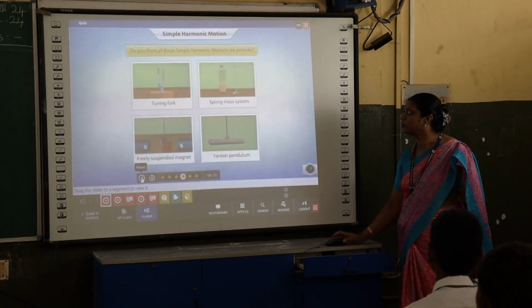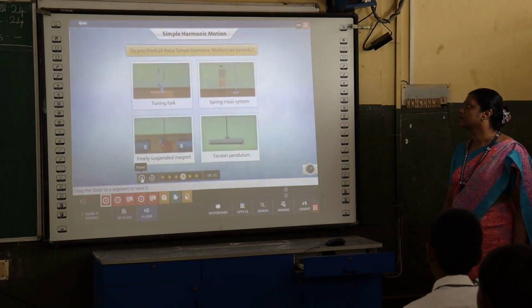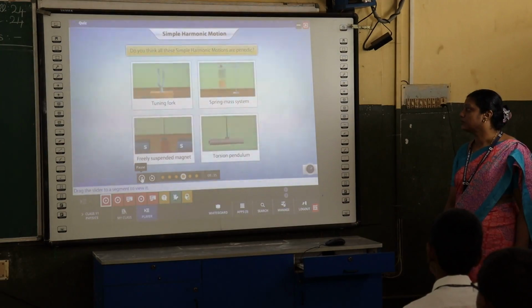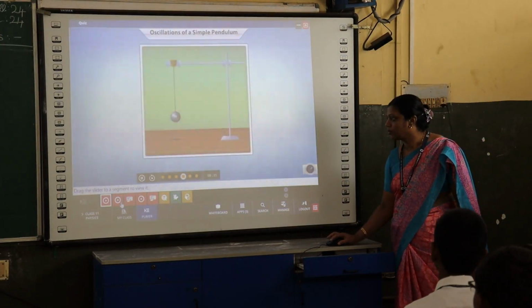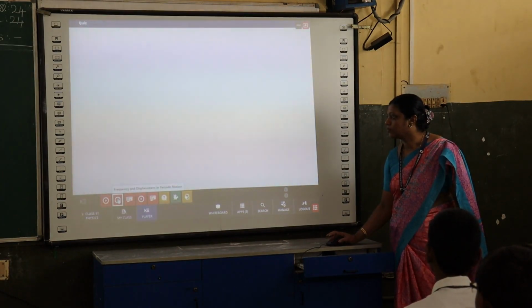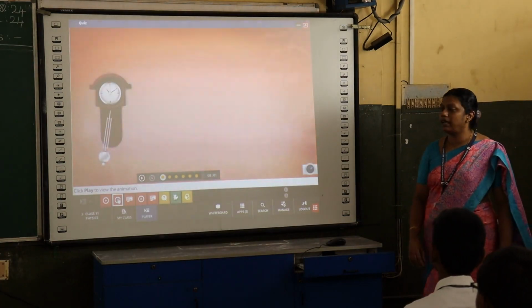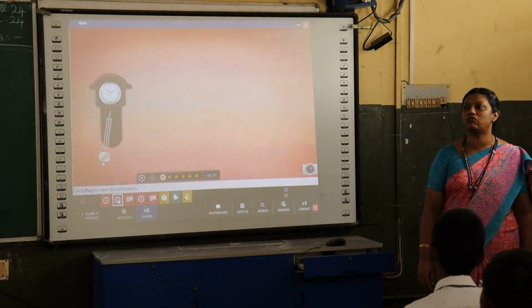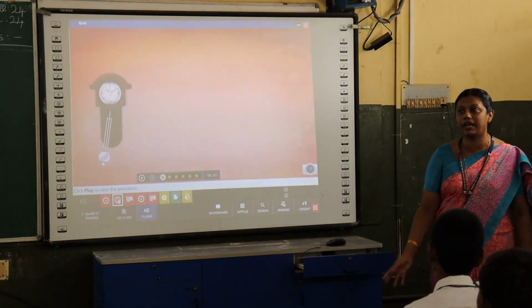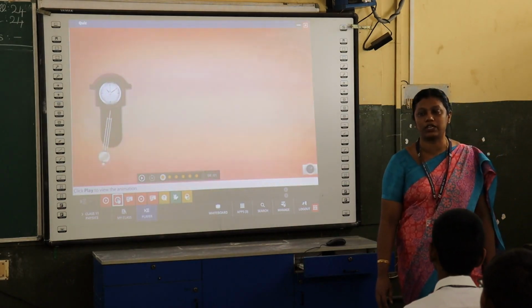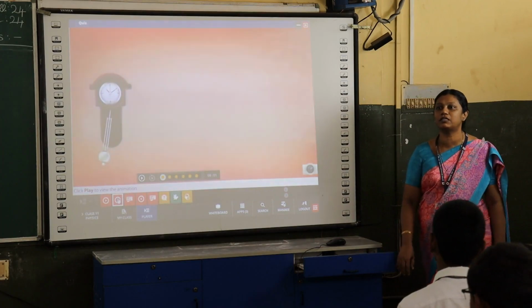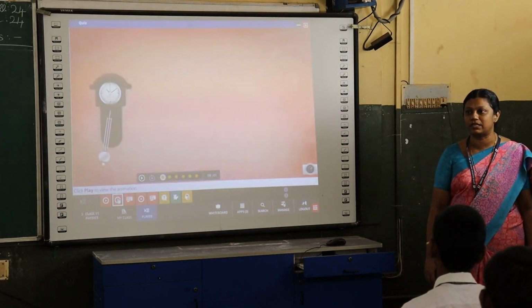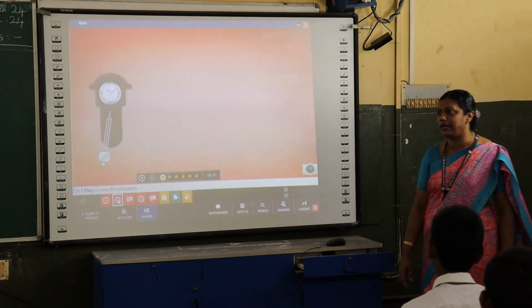Do you think all these simple harmonic motions are periodic? Consider a simple pendulum. Now we will see what the terms related to simple harmonic motion are. Here you are going to see two different terms related with the simple harmonic motion, that is time period and frequency. So what is time period?